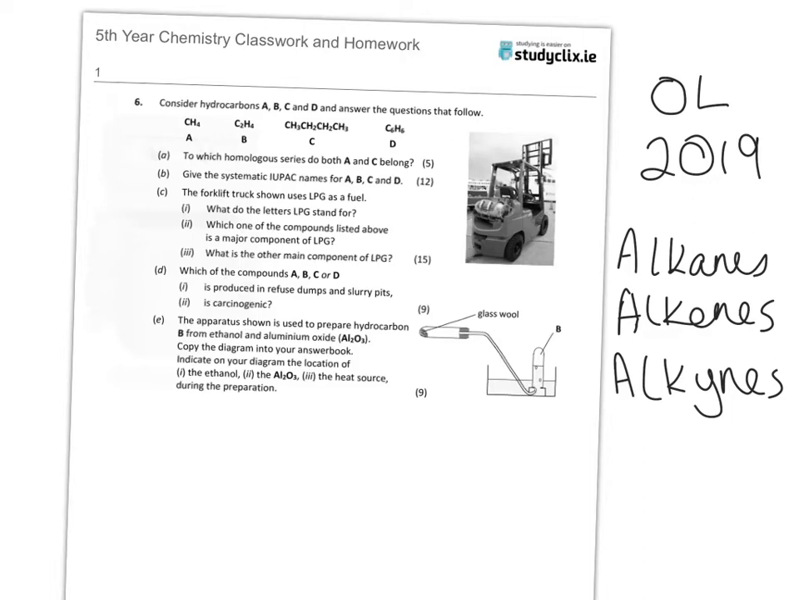When I'm looking at A and when I'm looking at C, the easiest way for me to answer that question would be to draw it out. So I can see for A, I have CH4, and if I was to draw that out, it would end up looking like this. I can see that it's all single bonds, so they must belong to the alkanes. And if I did that out for compound C, I would see that too. So my answer for part A is alkanes.